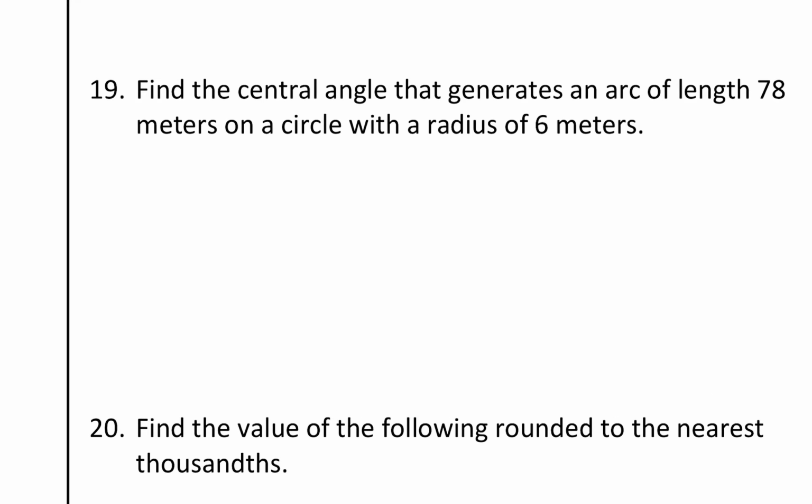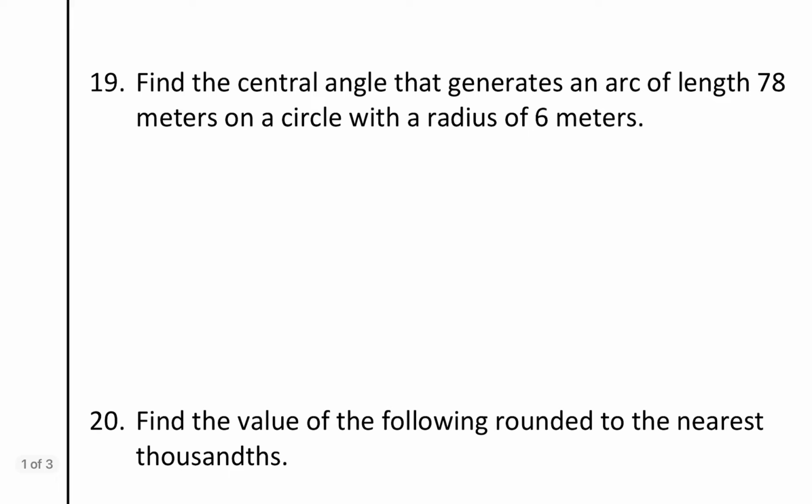There we go. So they asked us to find the central angle that would generate an arc length of 78 meters on a circle with a radius of 6 meters. Well, we know that we're talking about arc length here, so we know we're using the formula length equals theta times r, or central angle times r. And they told us in this case that the length is 78 and that the radius is 6, and they asked us to find theta.